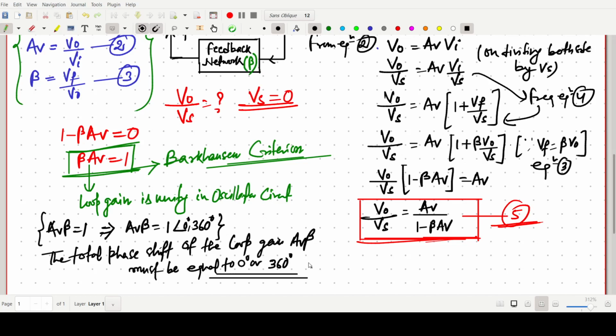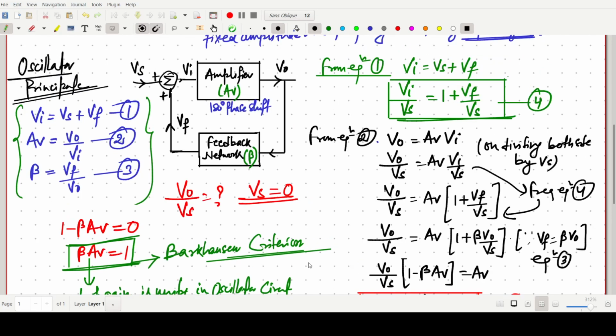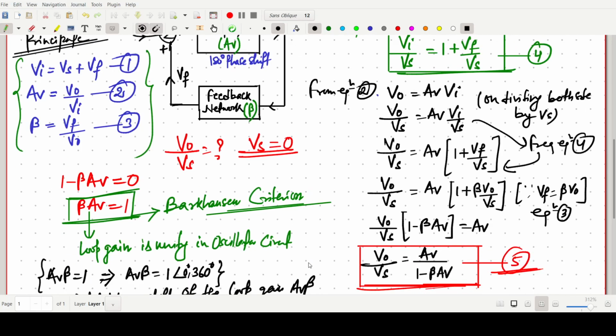So this is a very important point. In the case of positive feedback in an oscillator circuit, if we go by the oscillator principle, we get V naught by Vs. Now Vs is zero for the oscillator principle, so this denominator part will always be zero, because V naught will never be zero. So we have to write the equation 1 minus beta AB equals 0. It gives the Barkhausen criterion, so the total phase shift equals either 0 degree or 360 degree.